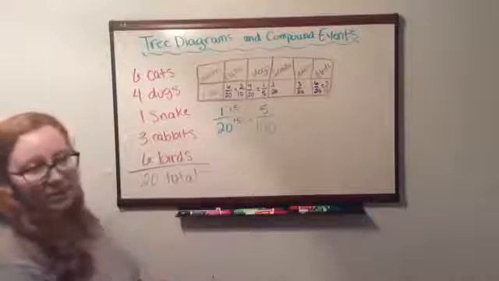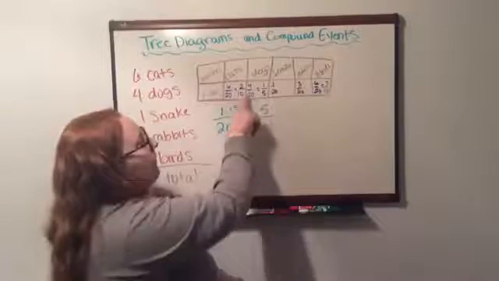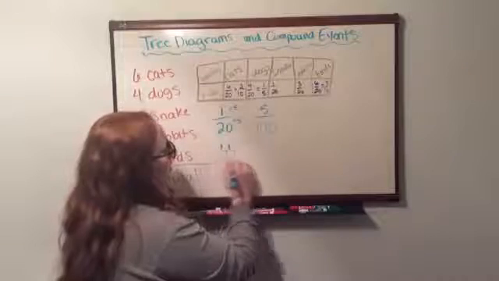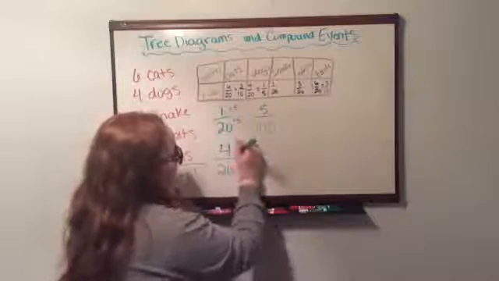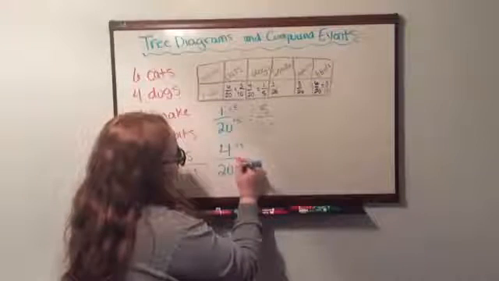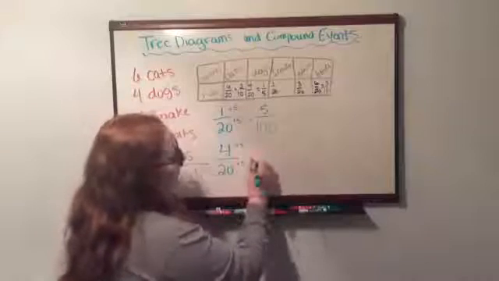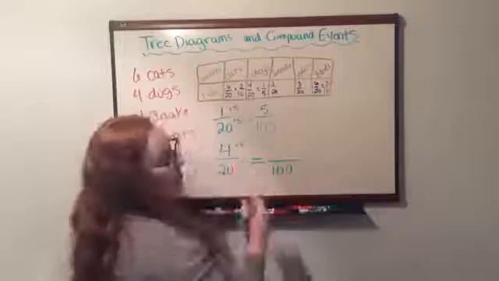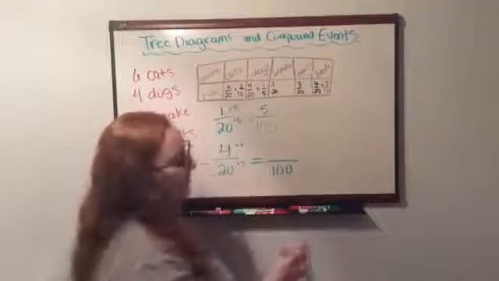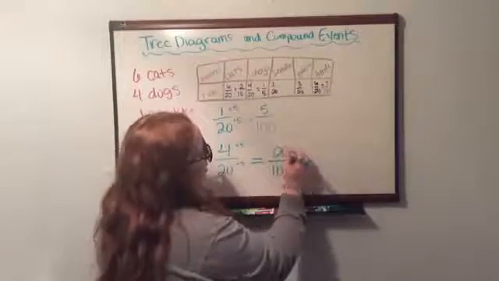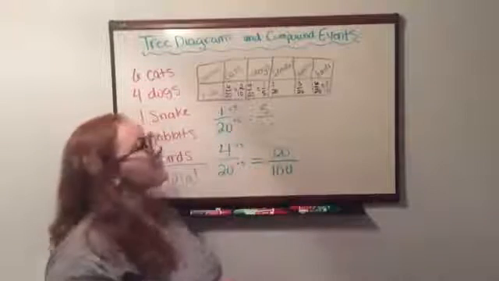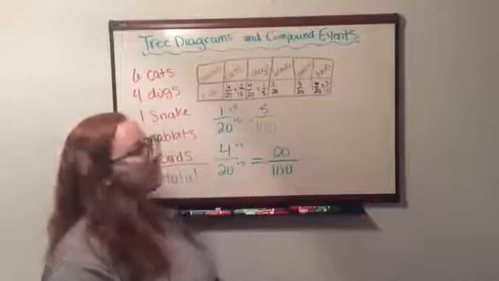What about dogs? We had a 4 out of 20 chance. We're going to do the same thing. Multiply each part by 5 to make our denominator equal 100. 4 times 5 is 20. So we have a 20% chance that the next person that walks in gets a dog.